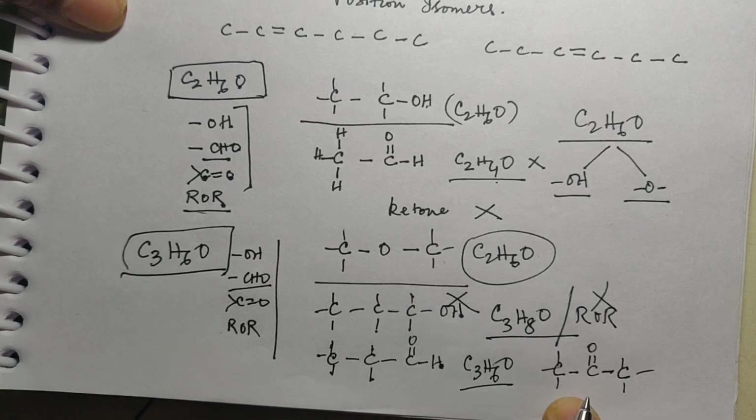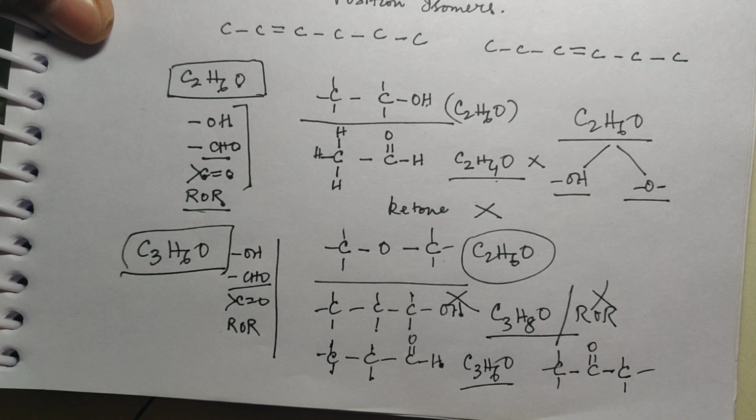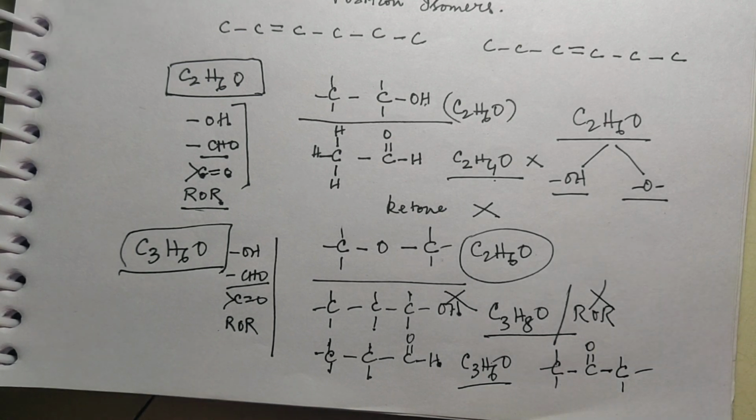So aldehyde and ketone will make a functional pair. Alcohol and ether will make a functional pair. Okay. So this is what you have to understand. We'll go further a little later.